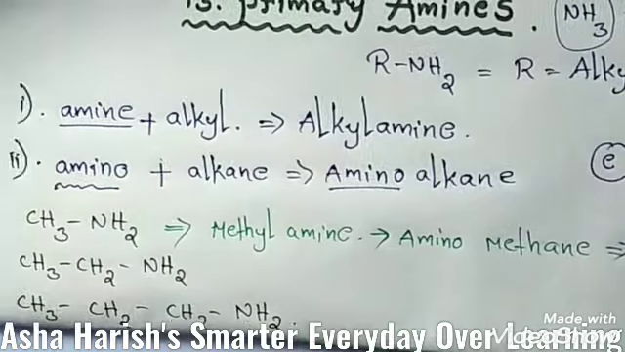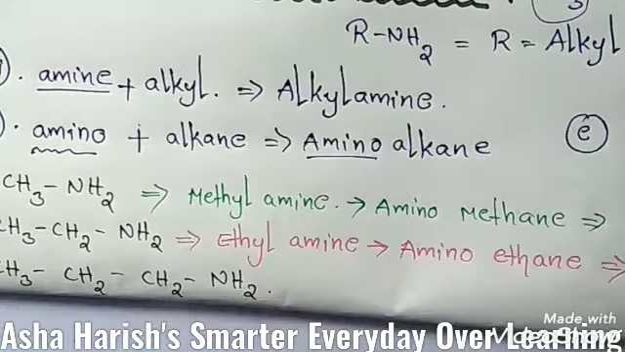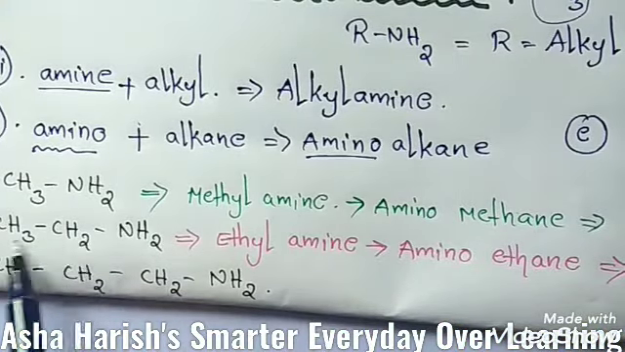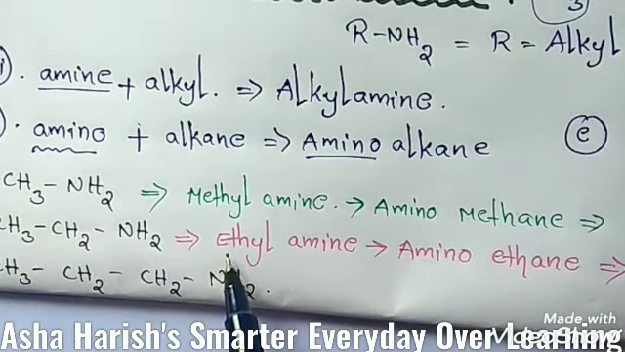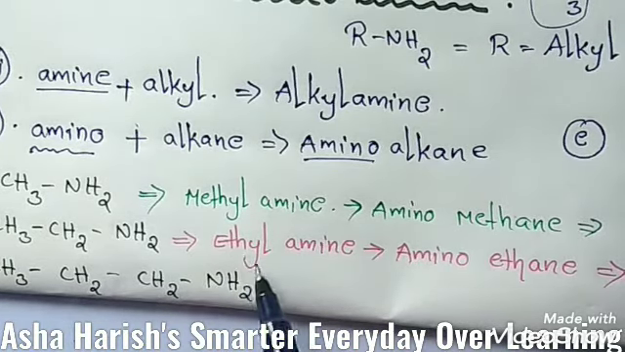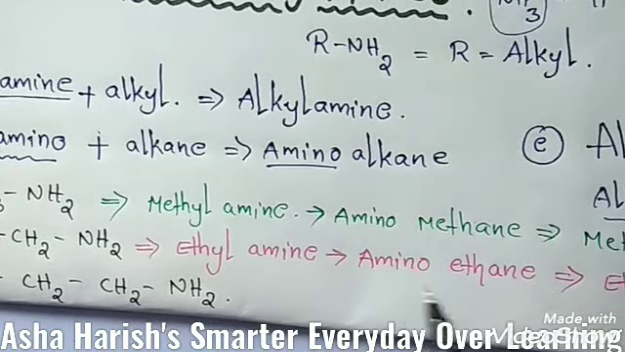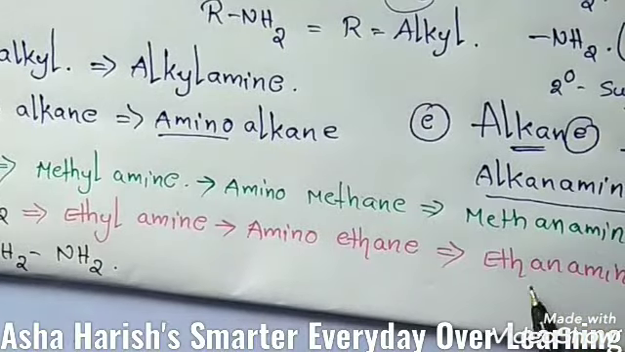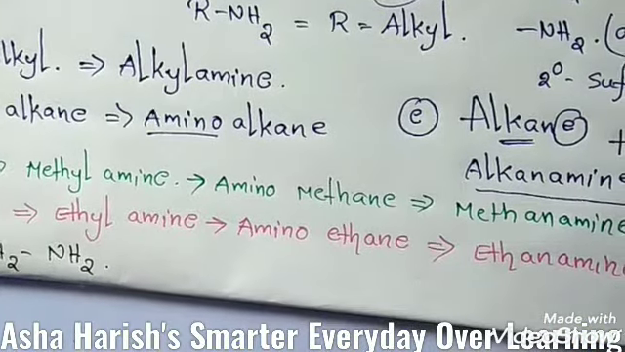Second example, CH3CH2NH2. First, you should count the carbon atoms here. First carbon, second carbon, 2 carbons. Then the root word is eth. Then this is the ethyl group; the alkyl group is the ethyl group here. Then ethylamine. Then aminoethane also you can write like that. And the IUPAC name should be ethanamine.